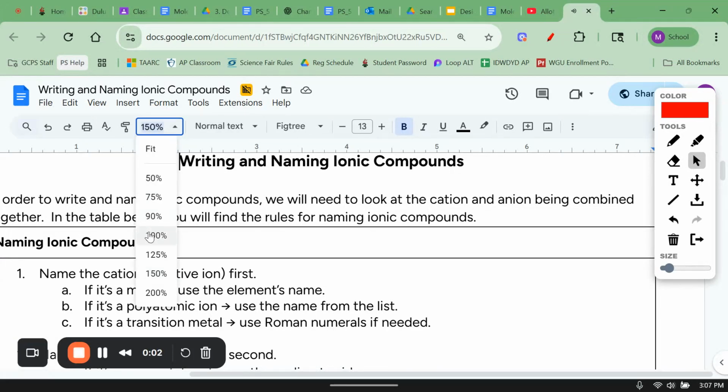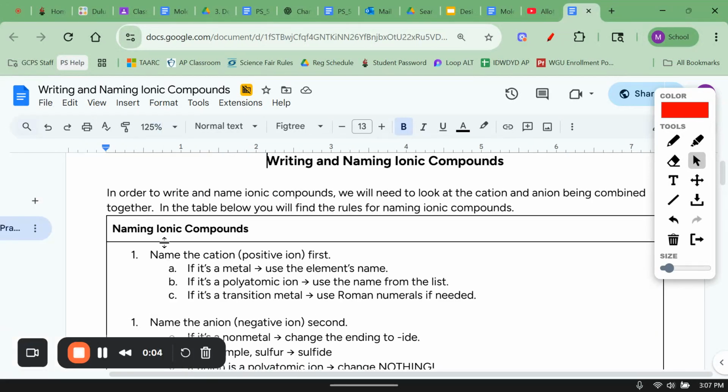In this video, we're going to work on writing and naming ionic compounds. To start us off, we just want to remind you that an ionic compound forms between a cation and an anion being combined together. In middle school, you learned that this was a metal and a nonmetal, and now we have expanded your vocabulary to cation and anion. Cations are metals with a positive charge, and anions are nonmetals with a negative charge.